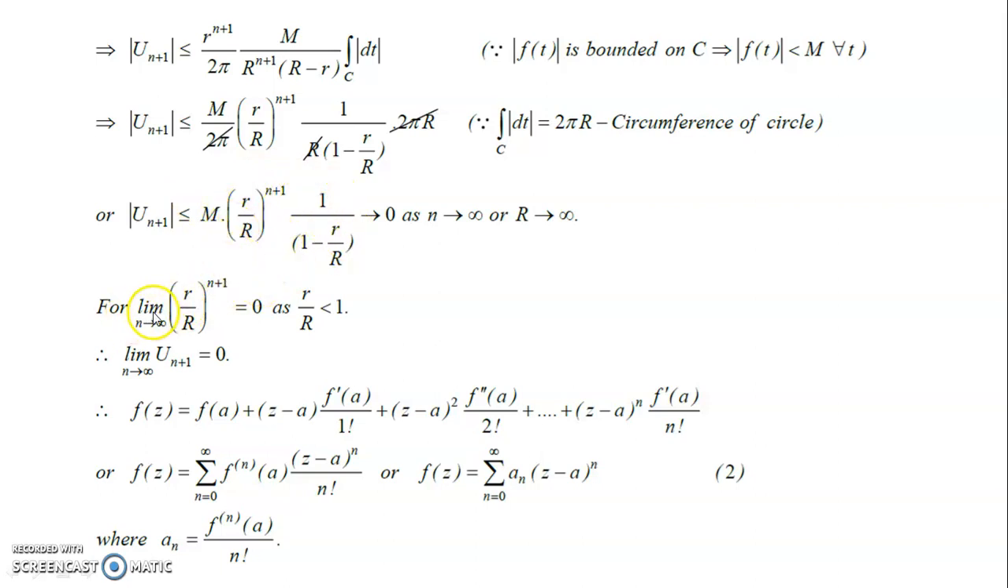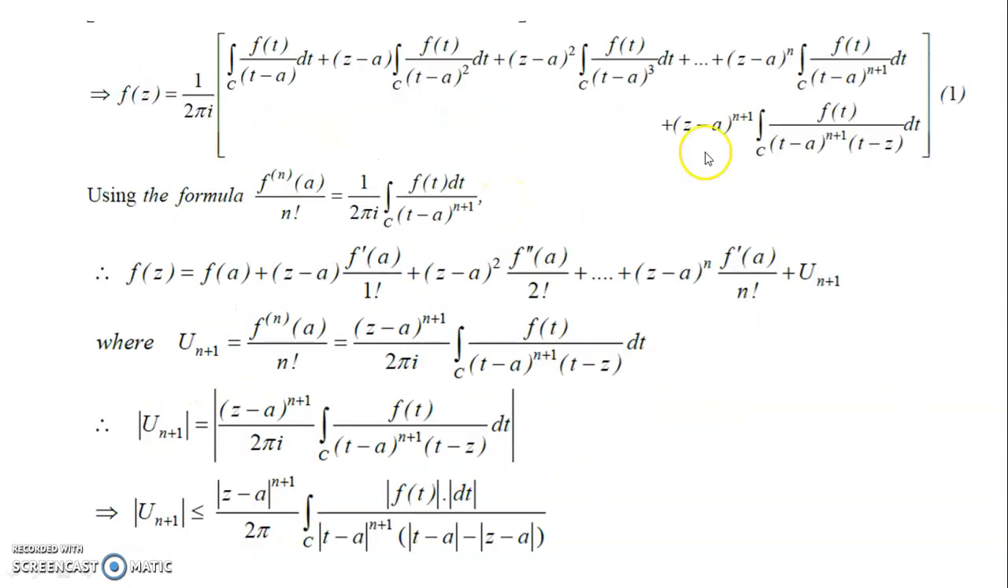Or else you can say the limit of r divided by R to the power of n plus 1 is 0, since small r is small as compared to capital R. So that's why r divided by R is less than 1, and obviously this is 0 then. So this remainder term with n plus 1 is 0 now.